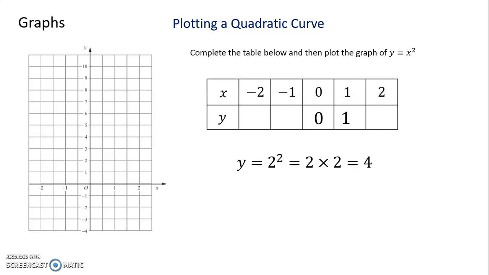And then when x equals 2, y equals 2 squared, which is 2 multiplied by 2, which is 4. So there is the positive part of my grid. I'm now going to think about the negative numbers. When x is negative 1, y is negative 1 squared, which is negative 1 times negative 1, which works out to be positive 1. And then the same for negative 2 squared, that works out to be positive 4.